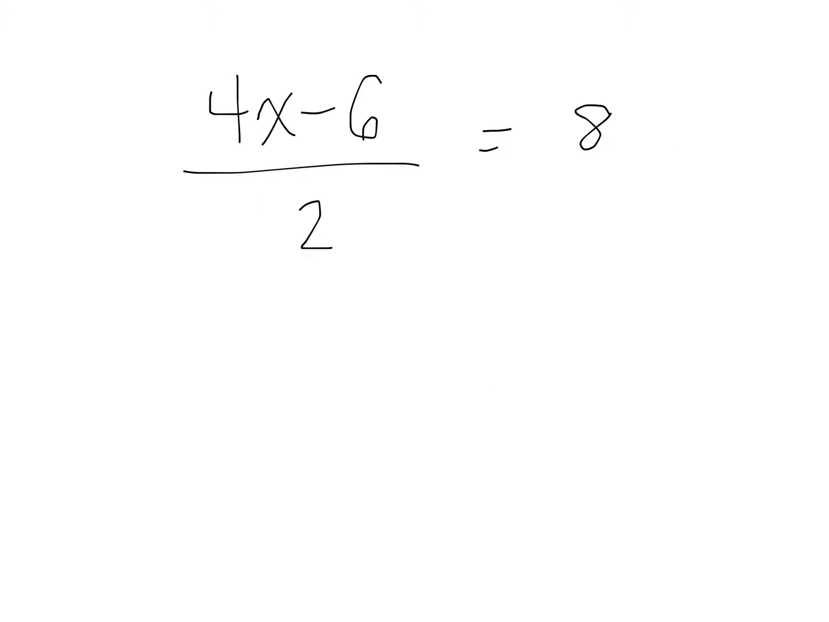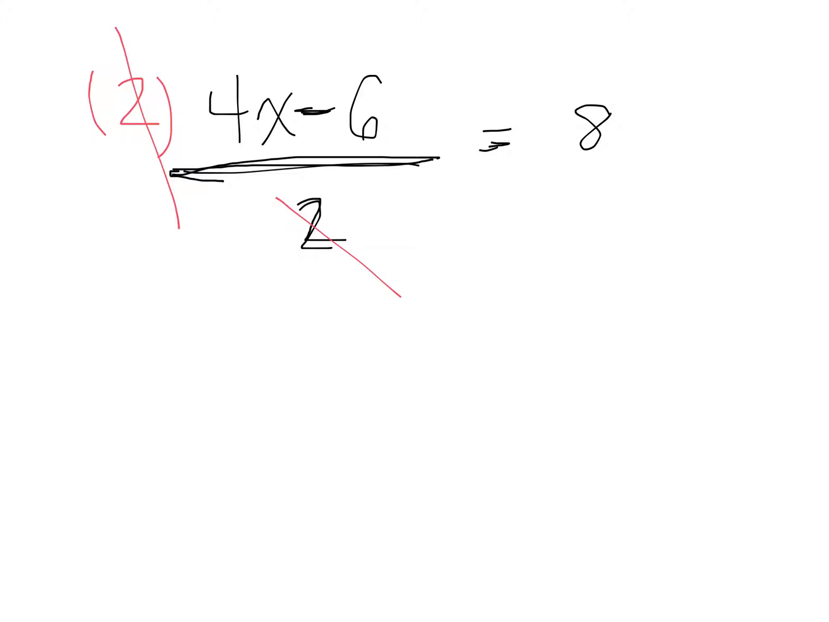Miss, on the left side, I have 4x minus 6 divided by 2. Okay? And then on the right side, I have just 8. I can't get rid of this minus 6 right now because it's part of the fraction. So I want to undo the fraction first. So what's the opposite of dividing by 2? If I multiply this by 2, I'm undoing that, right?